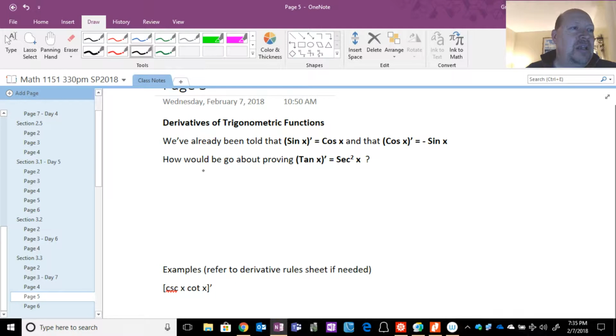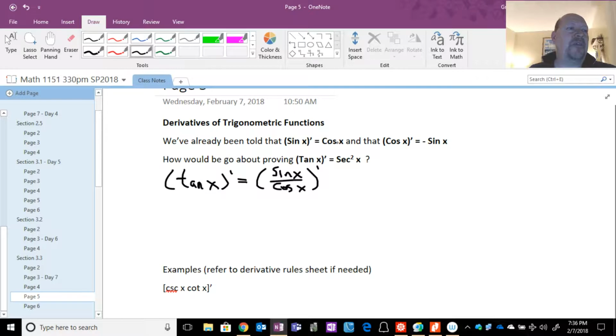So in this case, tangent is sine over cosine. So we could say the derivative of the tangent of x is then equal to the derivative of sine of x over the cosine of x. And since we know what those derivatives are, we can use those in our proof. Since this is the derivative of a quotient, we have to use the quotient rule, right?